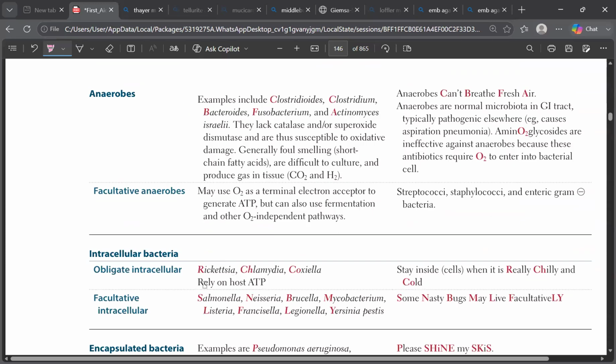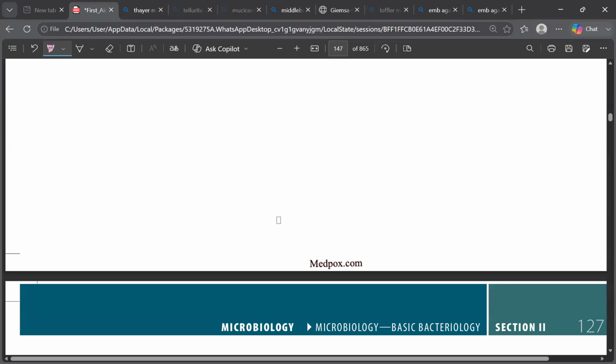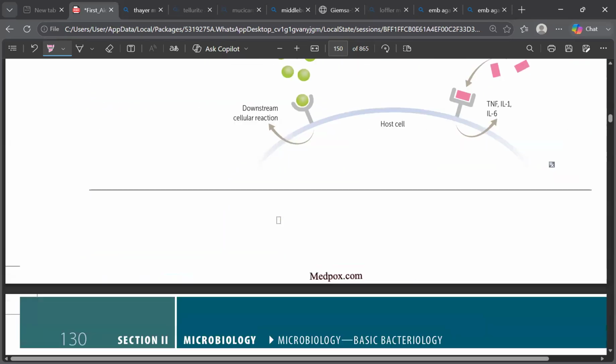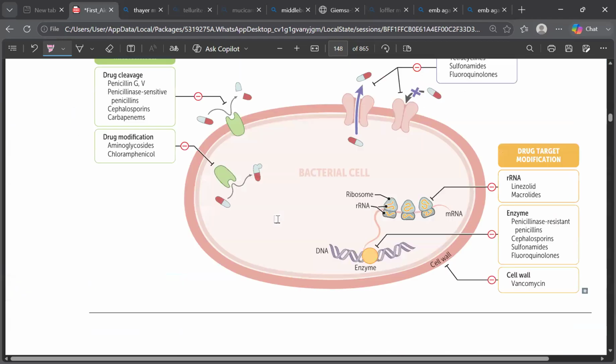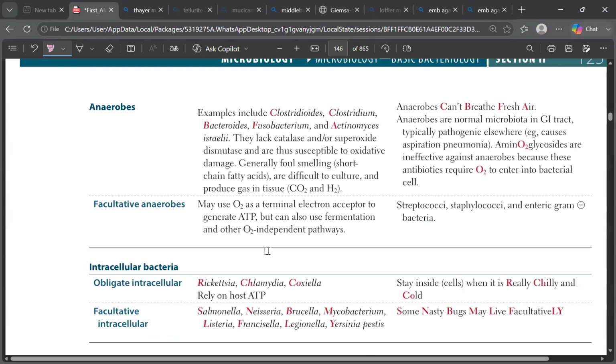Next, we have anaerobes. I hope we are not. I've been recording for a long while now, but there is a lot left right now. So I think we'll do two more pages and then continue in the next video.